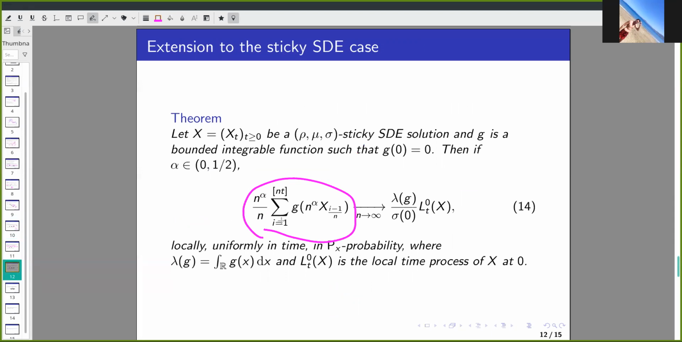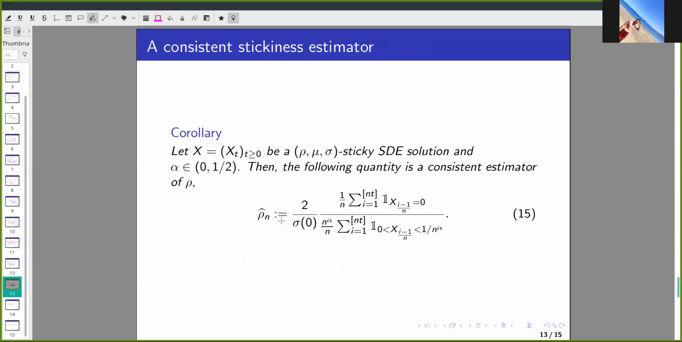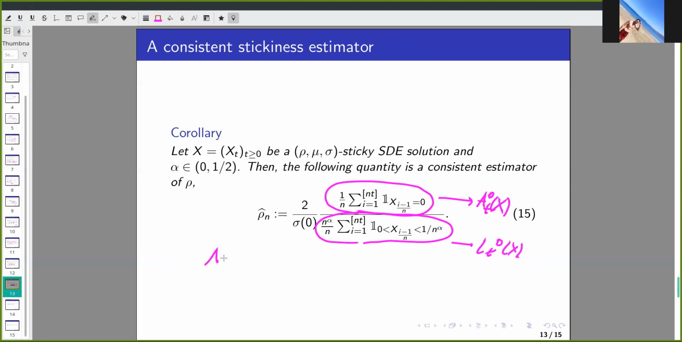That's great. Now, what can we do with this answer? We can use it to estimate the stickiness parameter of a diffusion process, which is something very important. If you have a sticky process, you have a stickiness parameter, and one natural question is how much the stickiness parameter is if we observe a process. So we have here a ratio. The numerator we've proven, it's not trivial but not too hard, converges to the occupation time at 0. And the denominator we've proven converges to the local time at 0. As we saw before, if you divide the occupation time by the local time, it gives us the stickiness parameter. So this is a consistent estimator of the stickiness parameter.